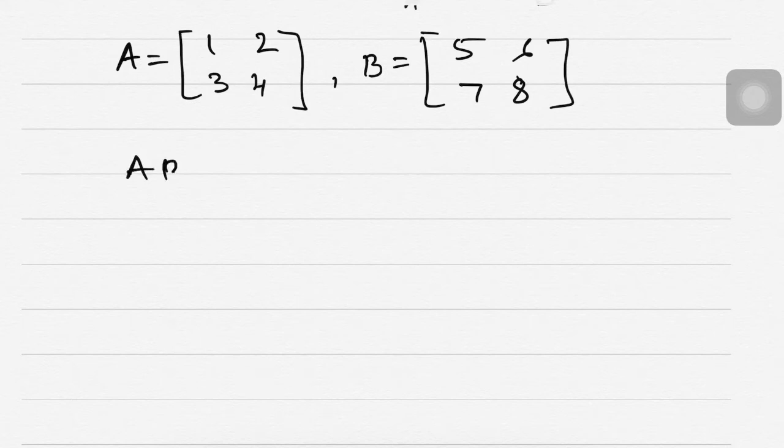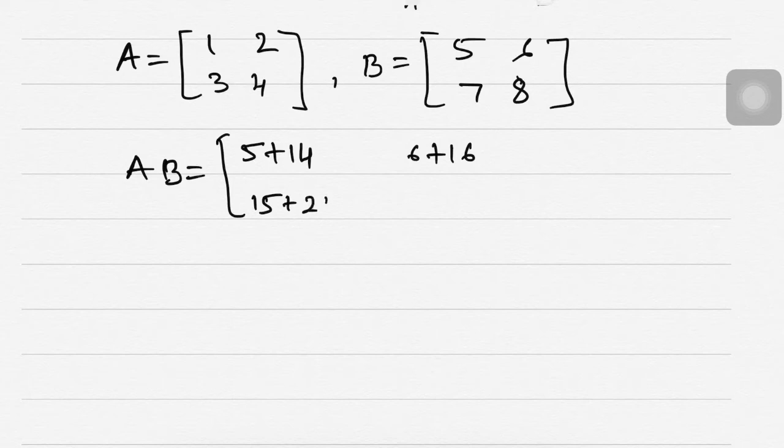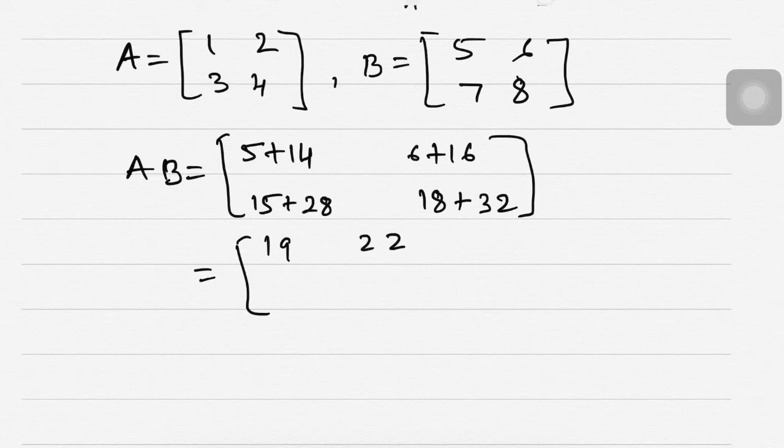So AB will be equal to 5 plus 14, 6 plus 16, 15 plus 28, 18 plus 32, and it will be equal to [19, 22; 43, 50].